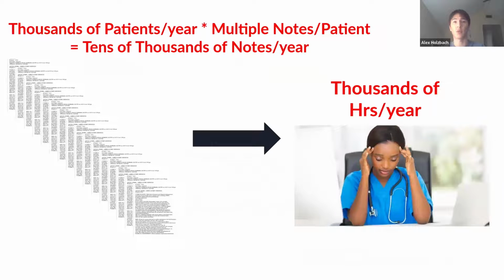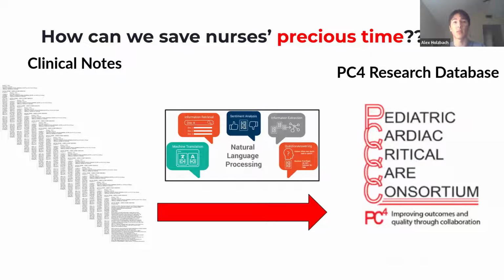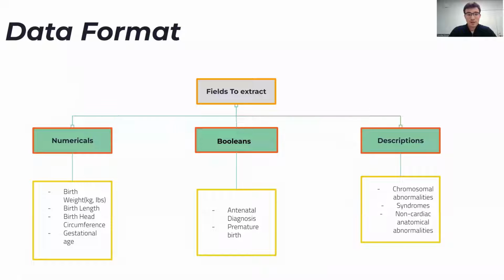With thousands of patients per year and multiple notes per patient, there are tens of thousands of clinical notes. This quickly adds up to thousands of hours of work. Our job is to help automate the process of extracting information from clinical notes that can be input to the PC4 research database. There's a total of 9 fields that we need to extract from the clinical notes, divided into 3 categories: numericals, booleans, and definitions.